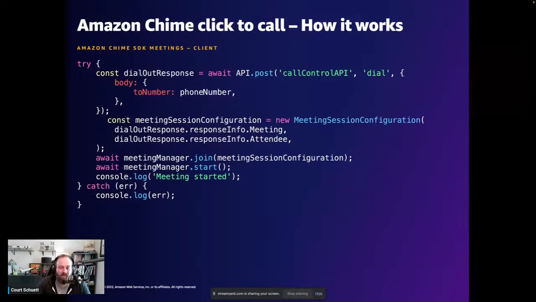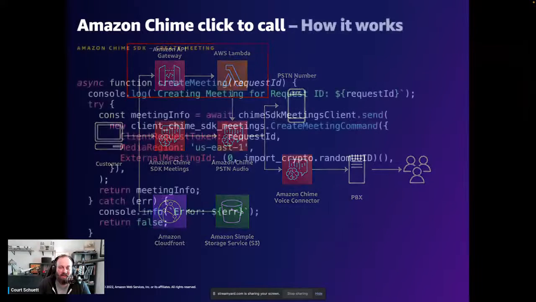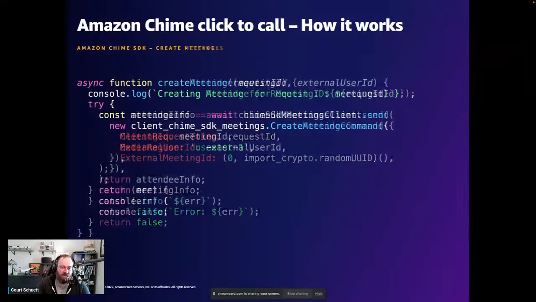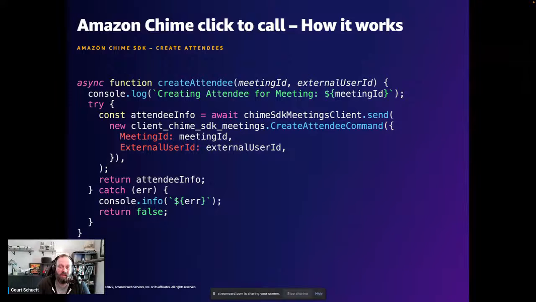There's just a big blob of JSON that you don't have to worry about, but you have to make sure to get it to the right place at the right time. And so that's what we're going to be creating right here. That's what this meeting info is. So once we've created this meeting info, this meeting, now we can create an attendee for this meeting.